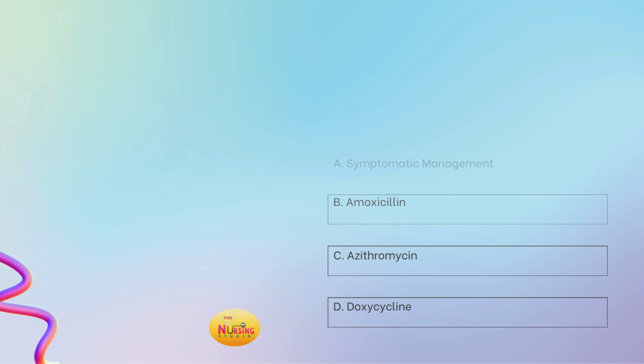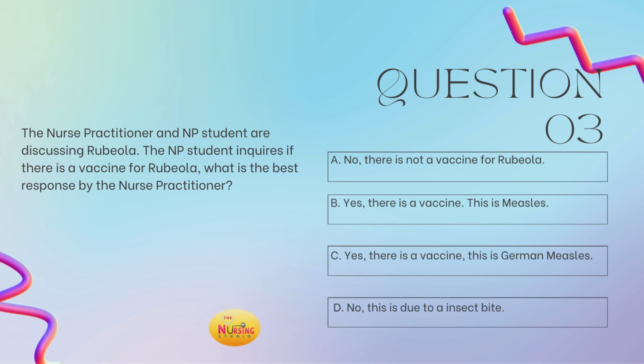Okay. And then lastly, question number 3. The nurse practitioner and NP student are discussing rubeola. The NP student inquires if there is a vaccine for rubeola. What is the best response by the nurse practitioner? Is it A, no, there's not a vaccine for rubeola? B, yes, there is a vaccine. This is measles. C, yes, there is a vaccine. This is German measles. Or D, no, this is due to an insect bite. Take a moment and tell me what you got in the comments, you guys.